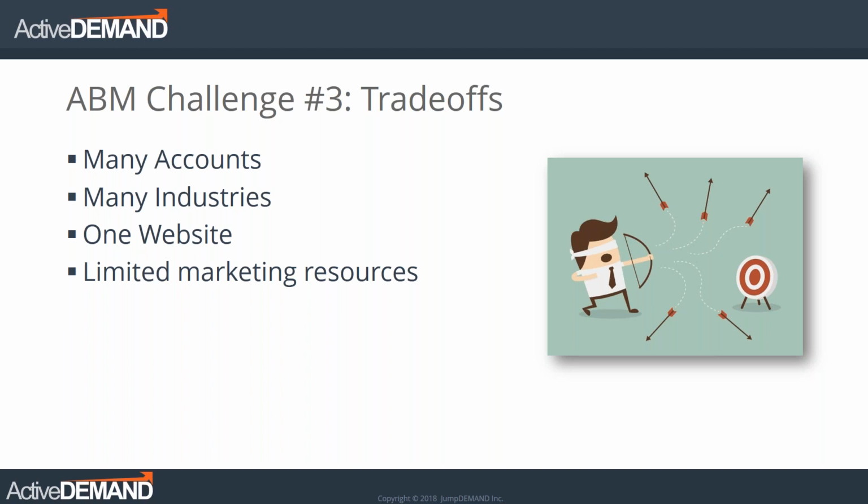Now, something that is a little bit more related to account-based marketing is that we have multiple accounts. Each of them are somewhat unique, but hopefully they're in some type of category that we're targeting. There's multiple industries. We're typically not going all in on one strategy. Account-based marketing is typically part of a well-balanced diet, so to speak. And we have only one website, right? So we can't just make our website target one specific account. We've got to hedge our bets, so to speak.